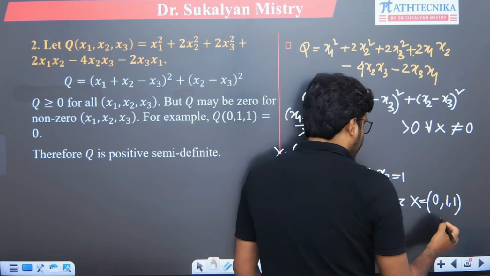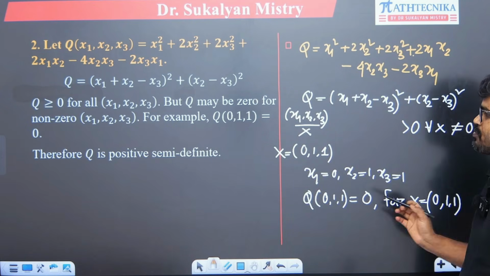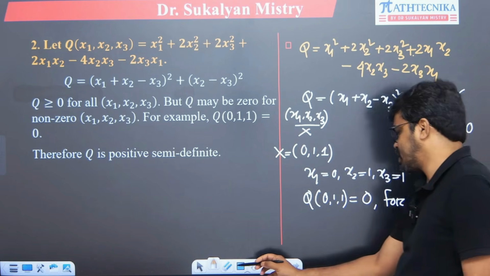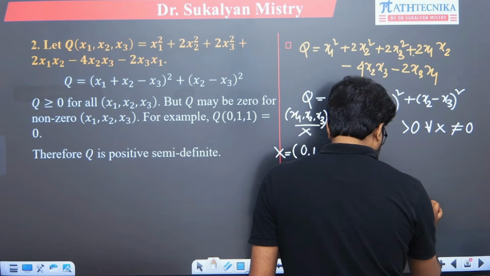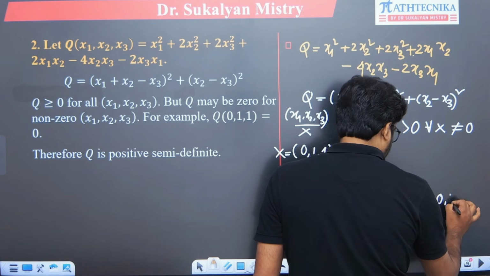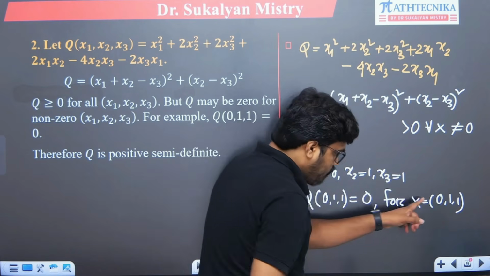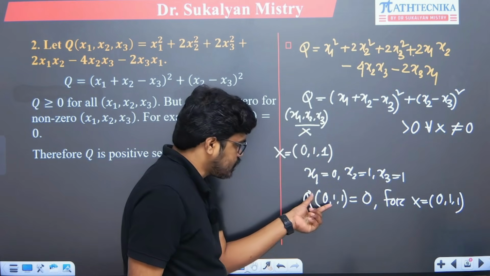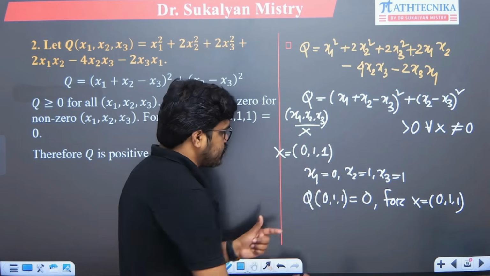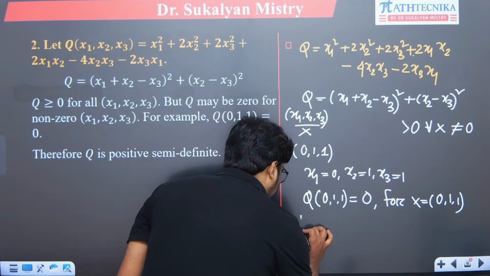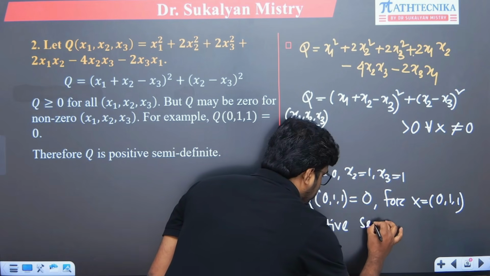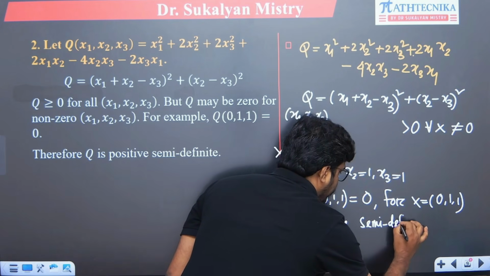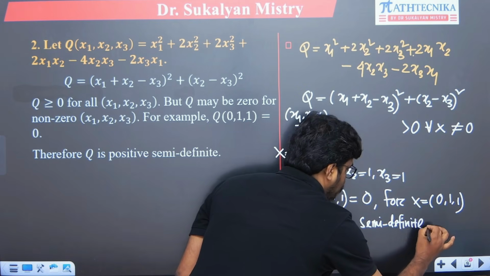For this we get q is 0. দেখো আমি যদি x এর ভ্যালু, x1 এর ভ্যালু, x1 হচ্ছে 0, x is basically here, x is x1 x2 x3, that is 0 1 1. x এর এই ভ্যালুর জন্য আমি কি পাচ্ছি? q 0 পাচ্ছি, ঠিক? So this is positive semi-definite. Getting my point? This is positive semi-definite.